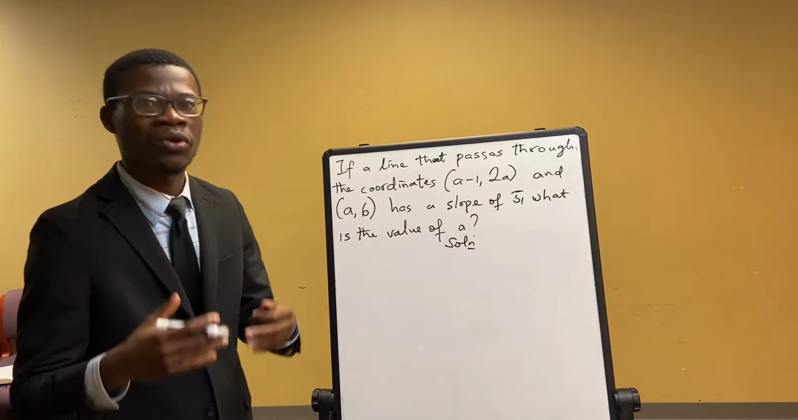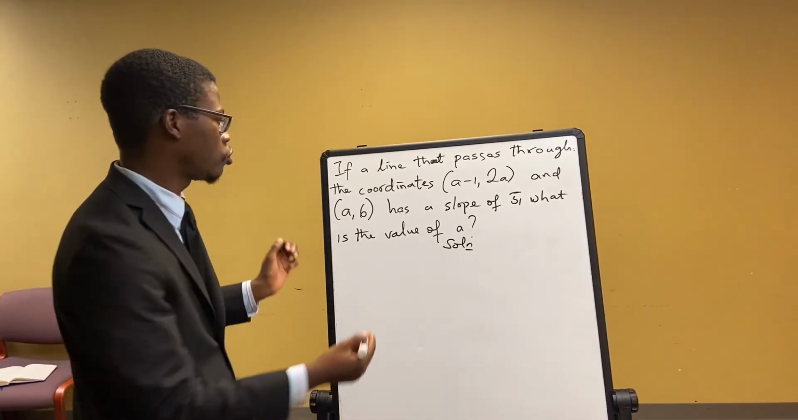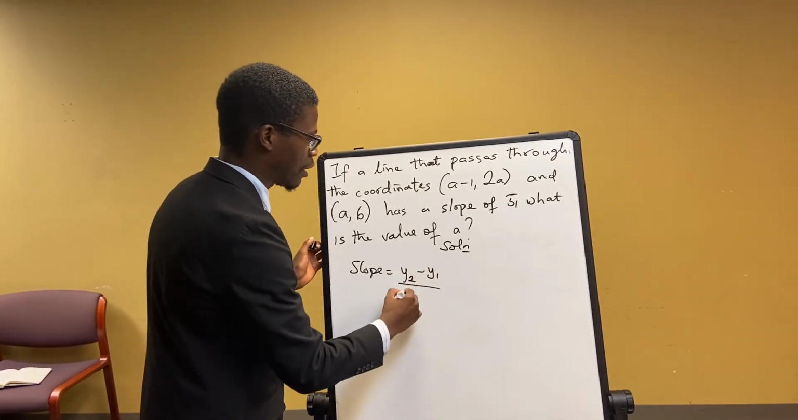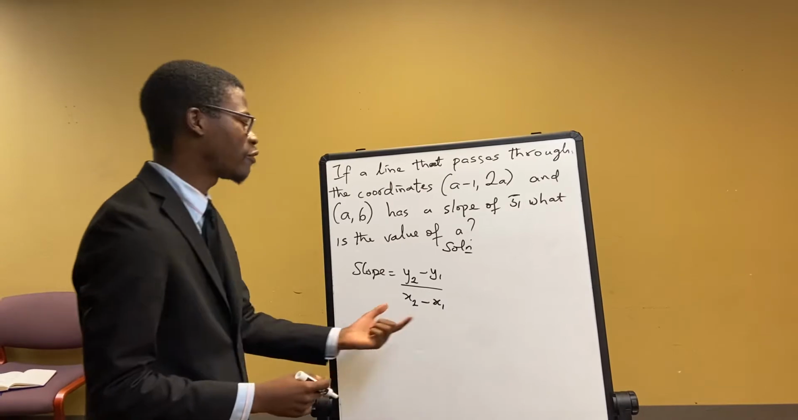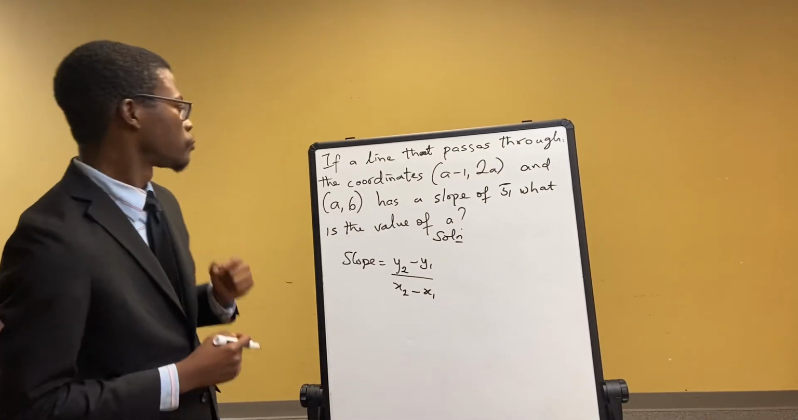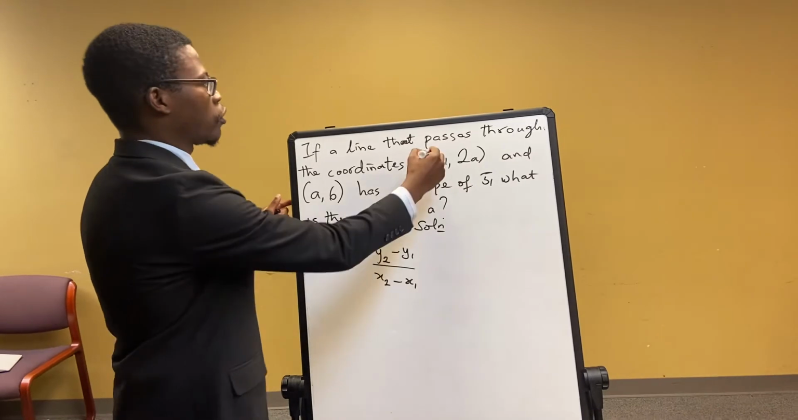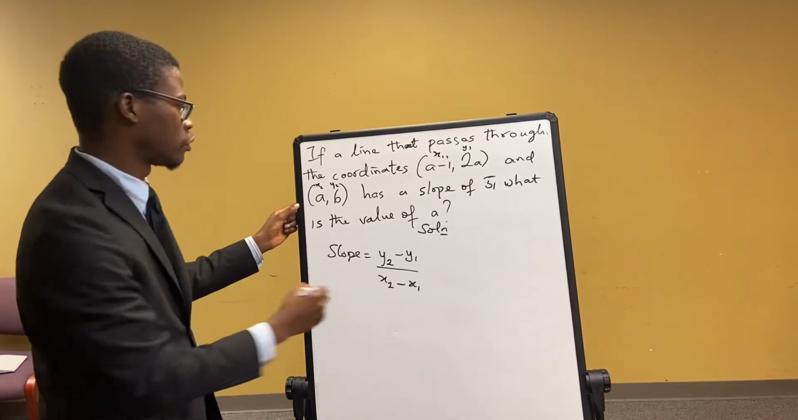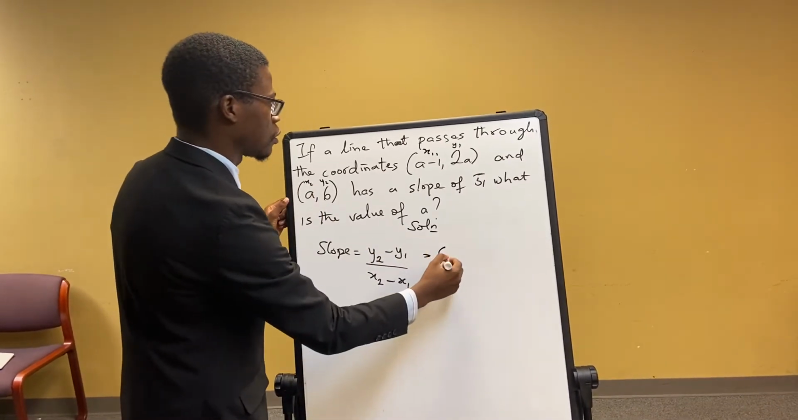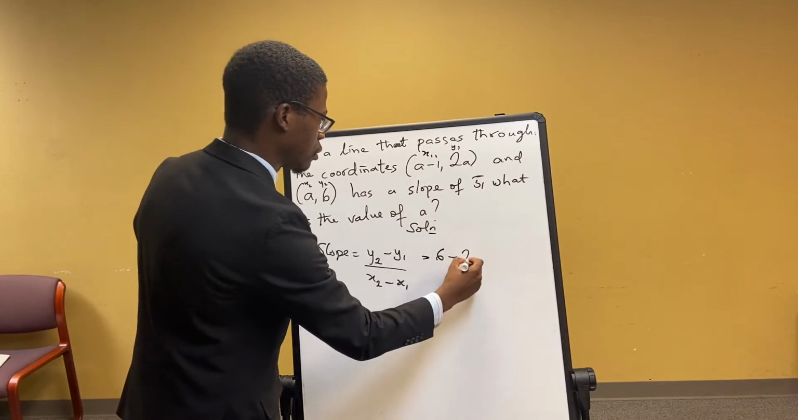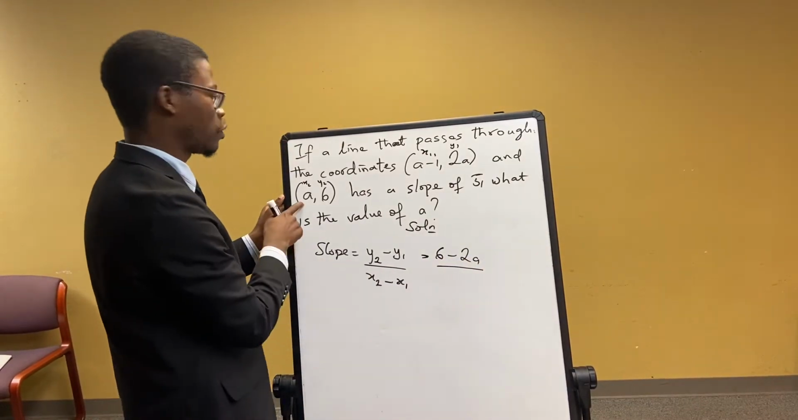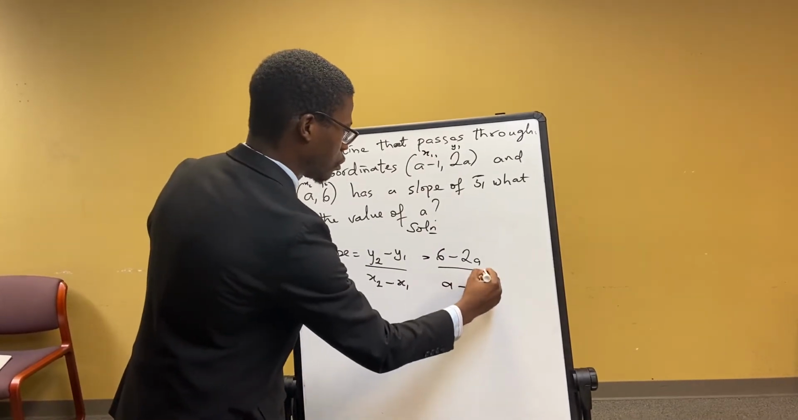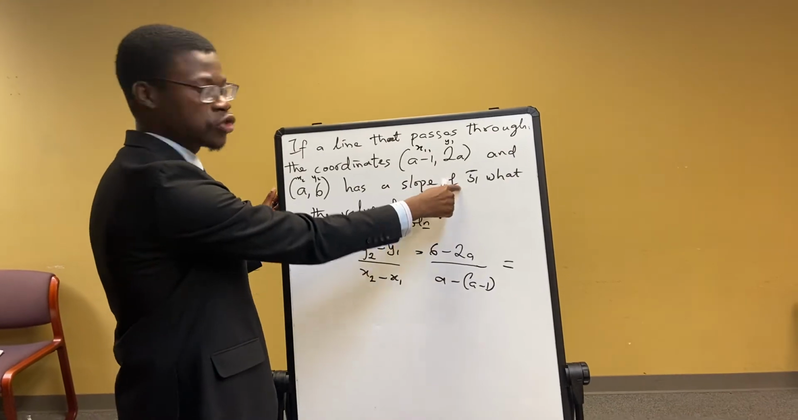First thing you need to know, what's the formula for slope? Slope is usually given as y2 minus y1 divided by x2 minus x1. This is the formula for the slope of the line, in case you didn't know, okay? Now, if we call this x1, y1 and this x2, y2, then y2 is 6, y1 is 2a, x2 is a, and x1 is a minus 1, and that equals 5. It has a slope of 5.